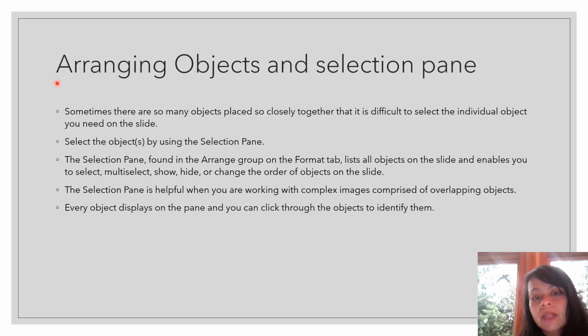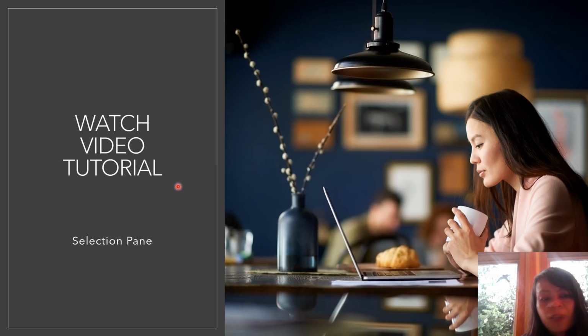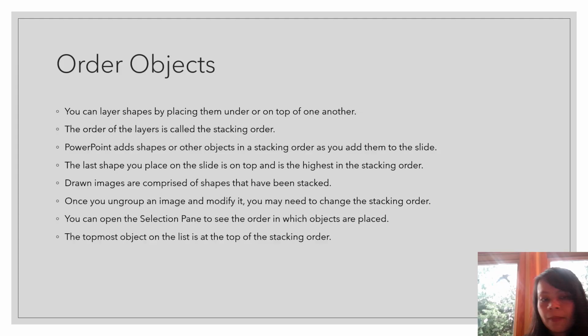Basically, the selection pane is very helpful when you're working with complex images comprised of many overlapping objects. Like if you have 58 objects in this group and then you ungroup it, it's so many, but without the selection pane, it might be very difficult to select it. In the selection pane, every object displays and you can click through the objects to identify them. So please watch the video tutorial on the selection pane.